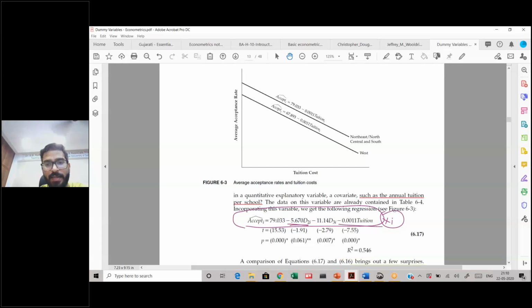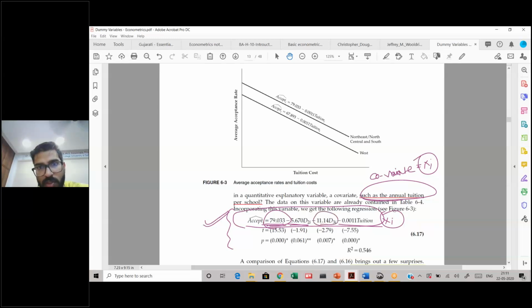If you have an xi, let's interpret this equation as well. We have added a covariate, xi, which is the tuition fees. As your tuition fees increase, your acceptance rate perhaps might decrease. So we have this analysis. The average acceptance rate for southern schools is 79%. For schools in North Central and Northeast, this will be around 74%. This is for West.